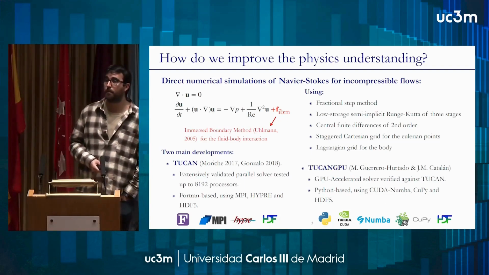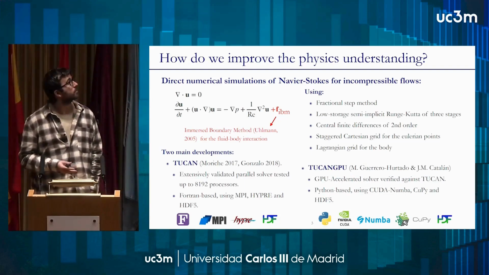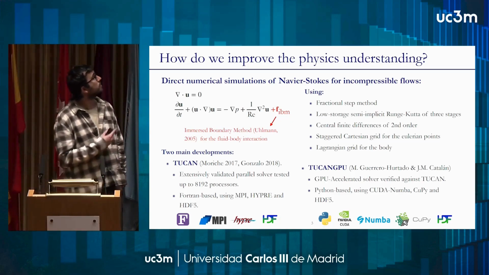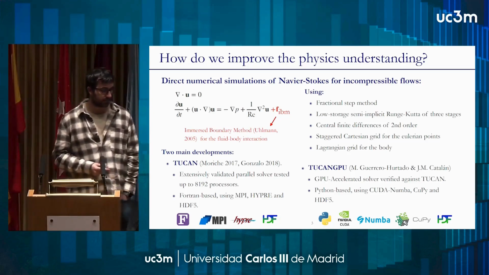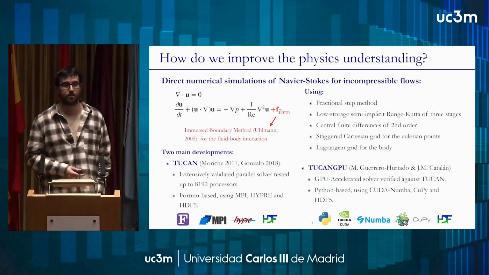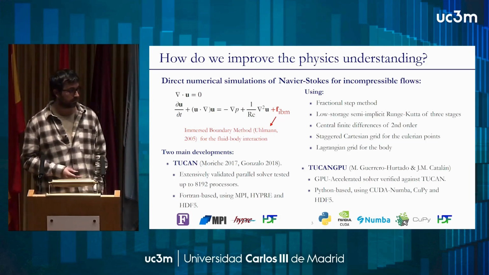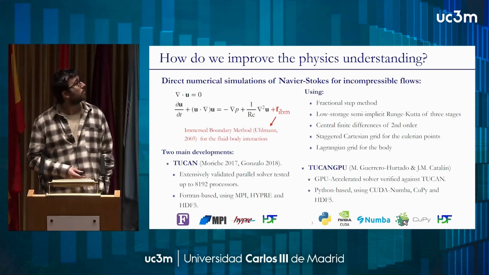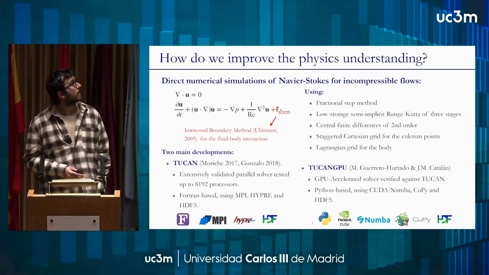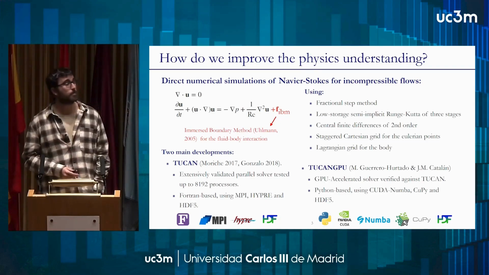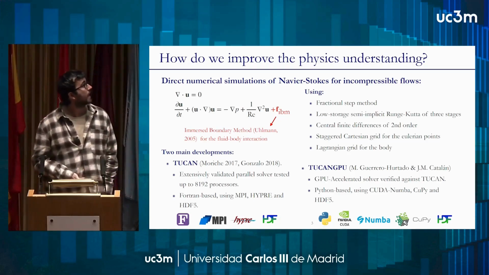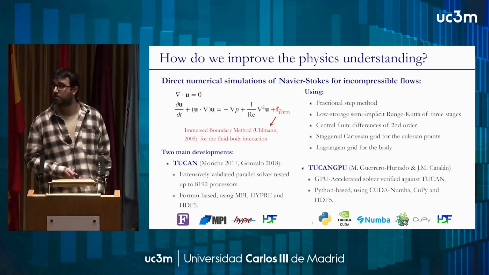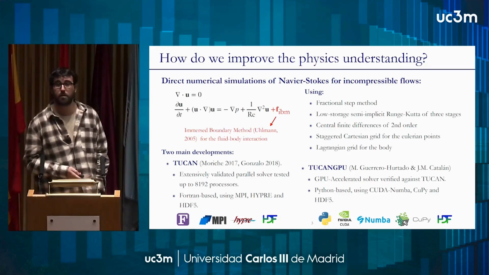Traditionally in our group there have been two main developments. The first of them was Toucan, which was originally developed by Dr. Manuel Moriche back in 2017 and later extended by Dr. Alejandro Gonzalo in 2018. This is a CPU-based solver, extensively validated up to roughly 8,000 processors. It's Fortran-based, uses MPI for the parallelization, iPref for the iterative solvers, and HDF5 for the input-output.